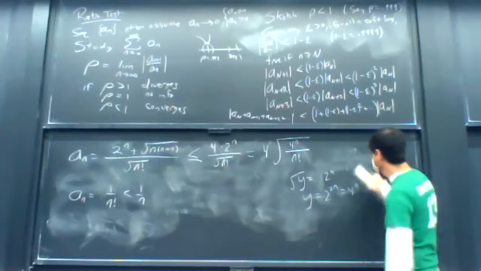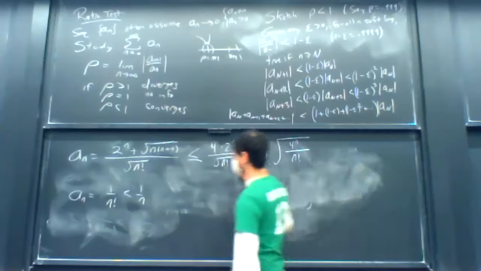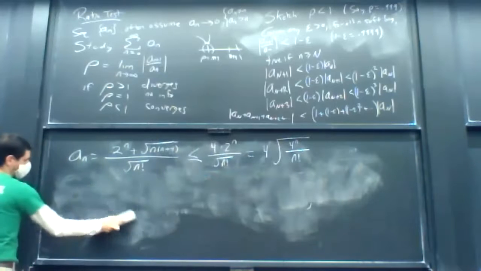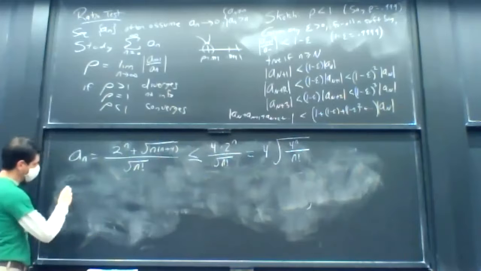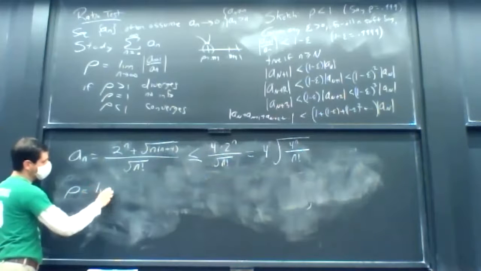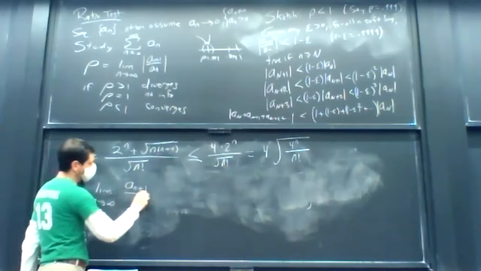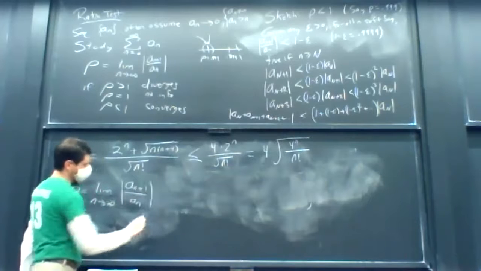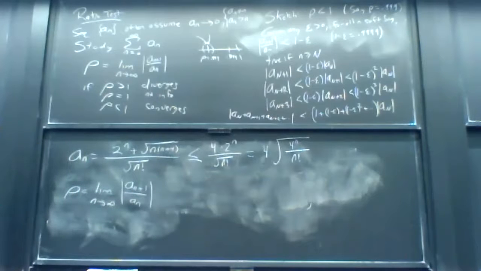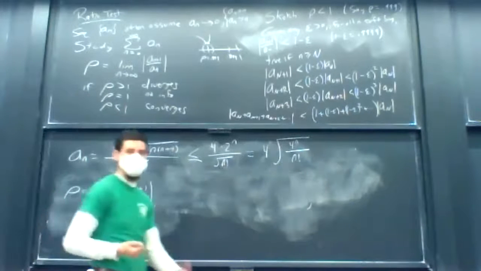So what we could do is we could try to do the limit directly. And so if you look at rho equals the limit as n goes to infinity of a_{n+1} over a_n, by writing it like this, you make it very easy for whoever's looking at your paper to understand what you're doing. Oh, I'm doing the ratio test. Got it. I see what's going on.